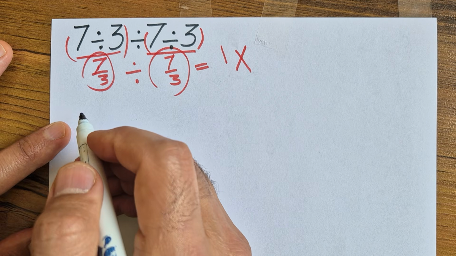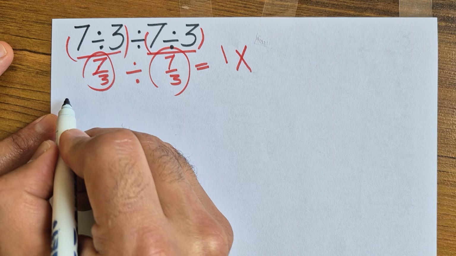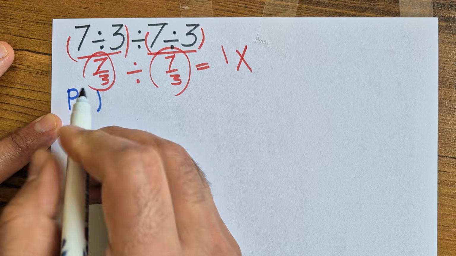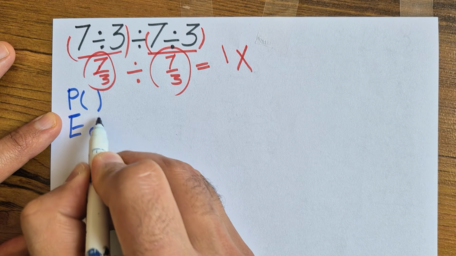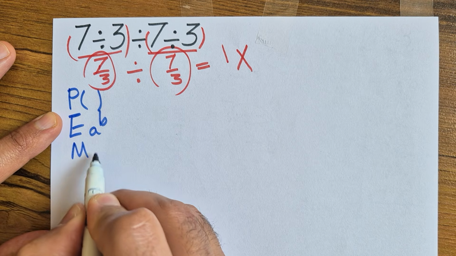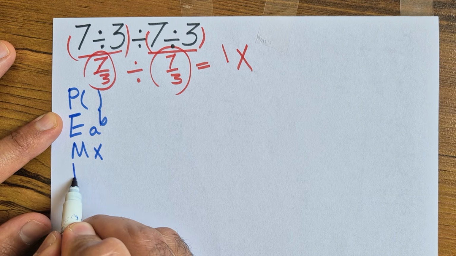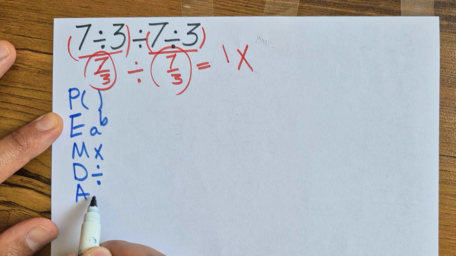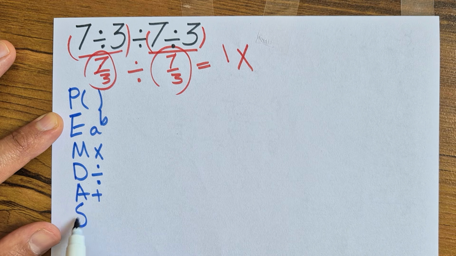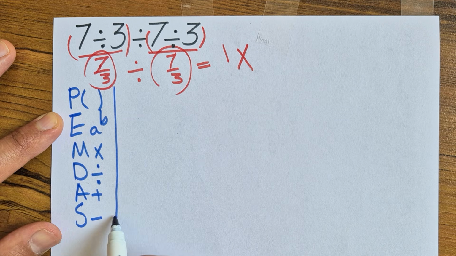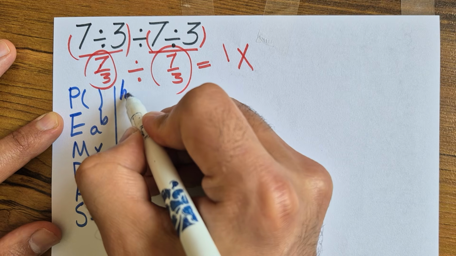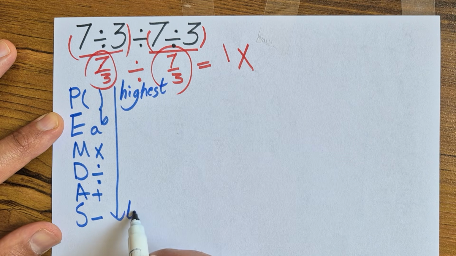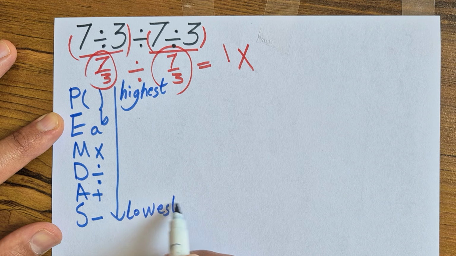It is something called PEMDAS, and that's an acronym. So P stands for parentheses, E stands for exponents, M stands for multiplication, D stands for division, A stands for addition, and S finally stands for subtraction. And this gives us an arrow of priority from the highest to the lowest priority.